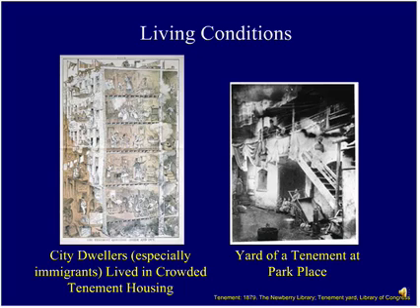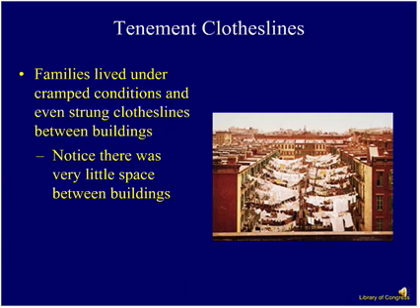Living conditions in these growing cities were very far from ideal. On the left, we see how city dwellers very often lived in tenement houses, which were often overcrowded and unsanitary. On the right, we see an actual photograph of a tenement home. As this image demonstrates, families in these projects lived under very cramped conditions and even strung clotheslines between different buildings in order to complete their laundry.